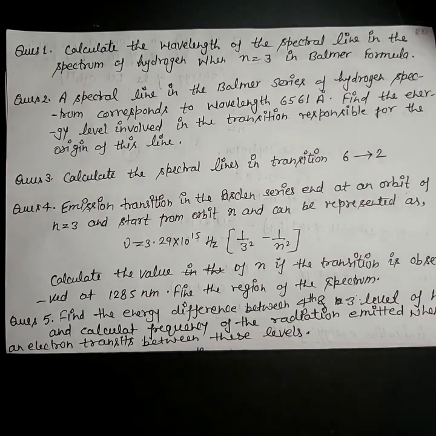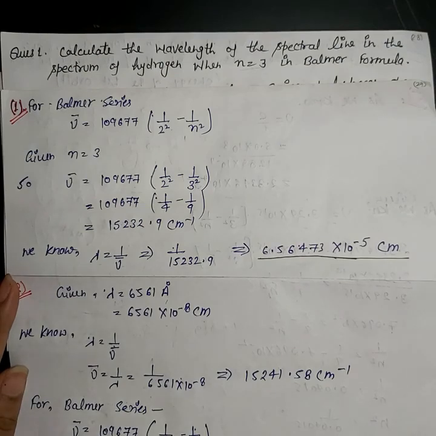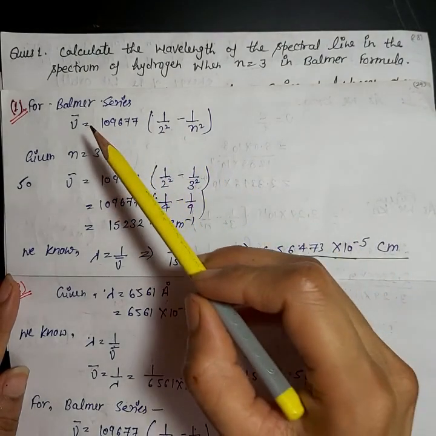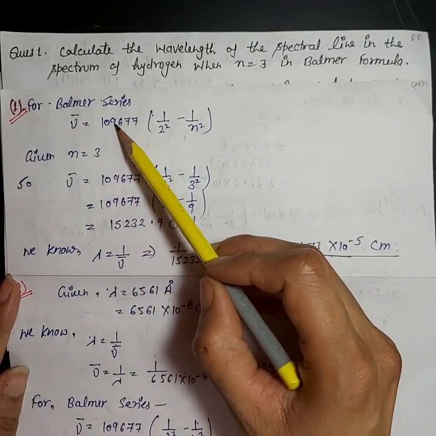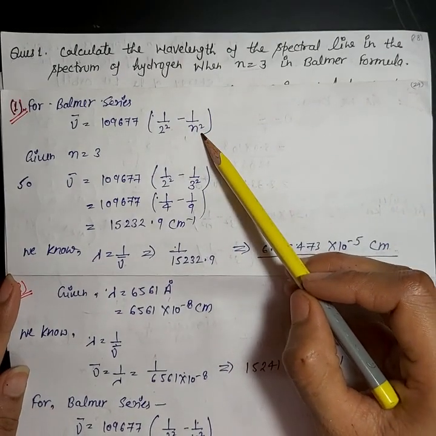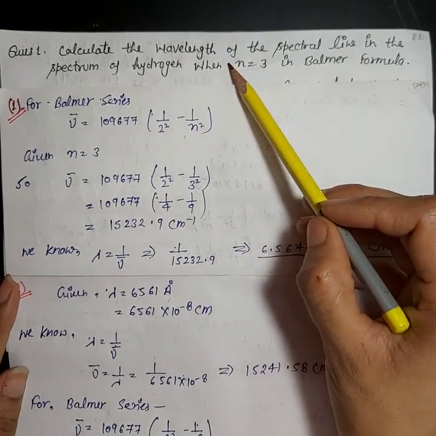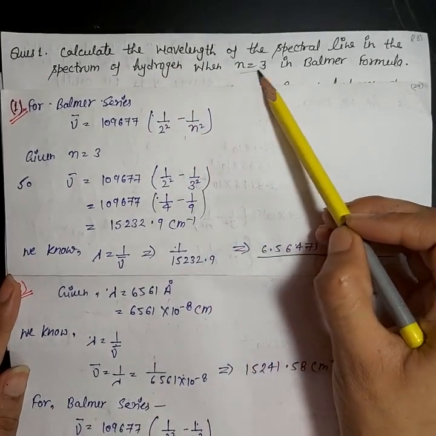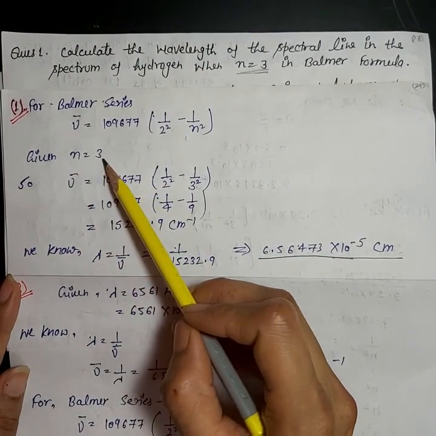So our first numerical is: calculate the wavelength of the spectral line in the spectrum of hydrogen when n equals 3 in the Balmer formula. As we know, the formula of the Balmer series is nu bar equals 109677 times (1 upon 2 square minus 1 upon n square). In this question they have given n equals 3.